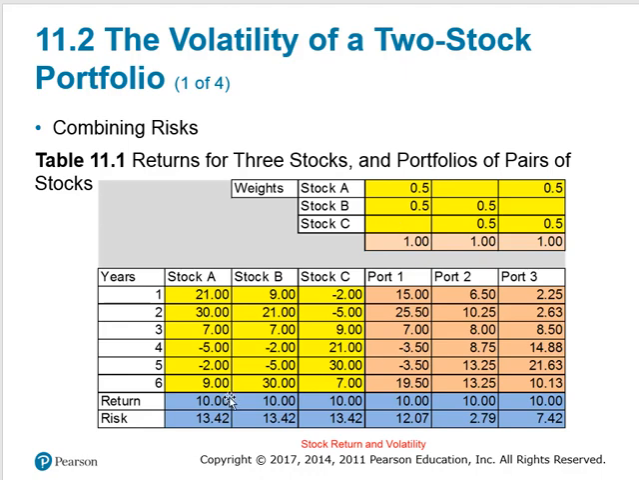12.07 is the risk of A and B. Of B and C is 2.79%. So you can see that by not investing in A, but by putting money in B and C only, we could get a much lower level of risk.